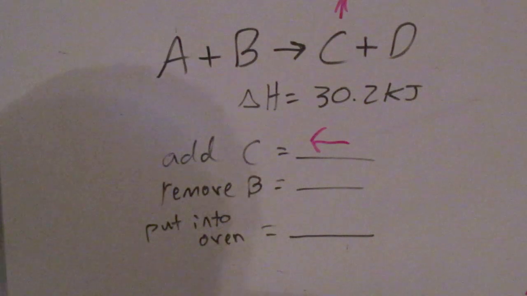Again, if I give you more Legos, you can make more things. If I give you more products, I can make more reactants. So you're going to shift toward the reactants, the opposite way.